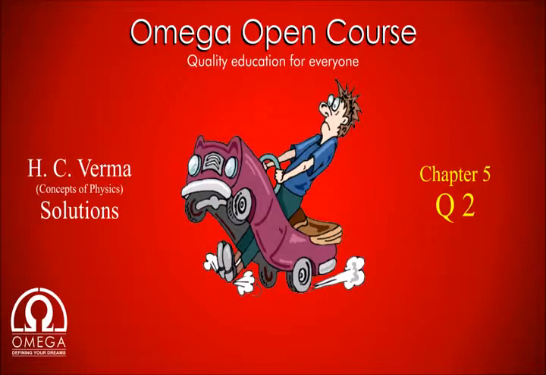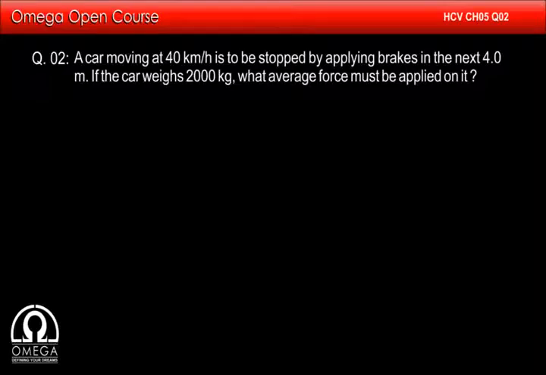H.C. Verma, Chapter 5, Question number 2. A car moving at 40 km per hour is to be stopped by applying brakes in next 4 meter. If the car weighs 2000 kg, what average force must be applied on it?